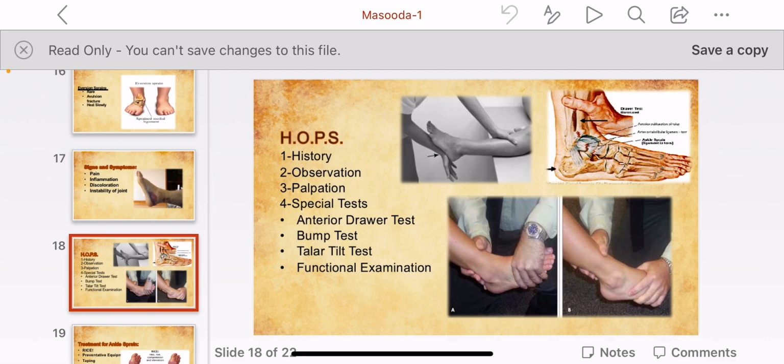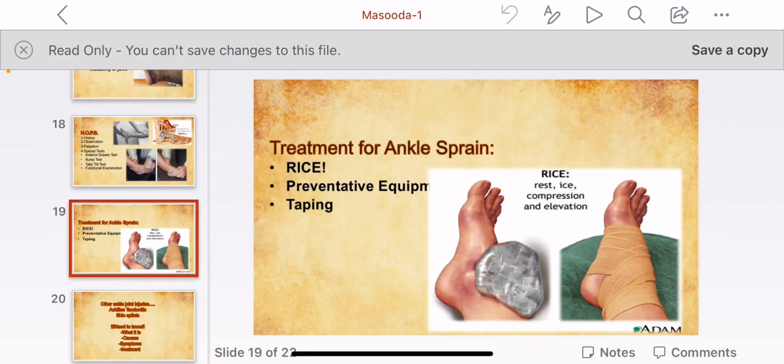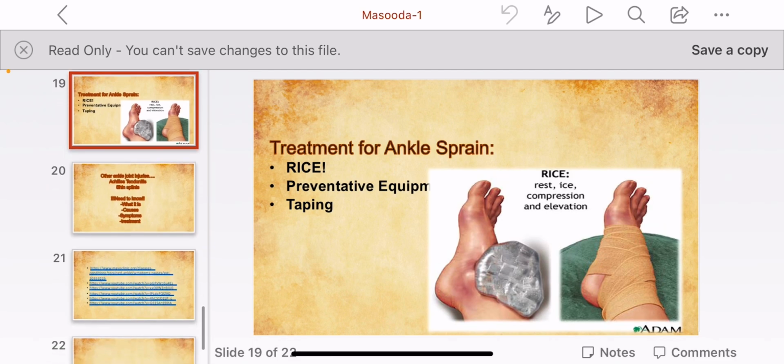And how we can see the patient with the ankle sprain. We have the abbreviation HOPS, which means first of all we have to take a history and ask the patient what happened. Second, observation. Third, palpation. And fourth, special tests like anterior drawer test, bump test, talar tilt test, functional examination. Treatment for ankle sprain: RICE, which stands for rest, ice, compression and elevation, preventing equipment and taping.